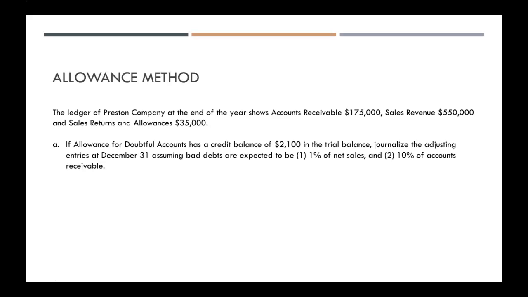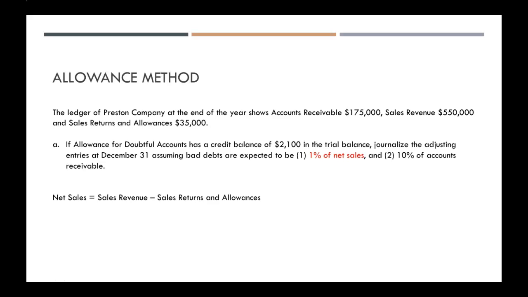And then we're going to do this all over again, assuming our bad debts are expected to be 10% of accounts receivable. So under the allowance method, you can either do the percentage of sales basis or the percentage of receivables basis. So we're going to start off with this percentage of sales. So we're assuming that our bad debts are expected to be 1% of net sales. Well, before we can even figure out what 1% of net sales is, we need to figure out just first, what's our net sales? Because we aren't given that amount.